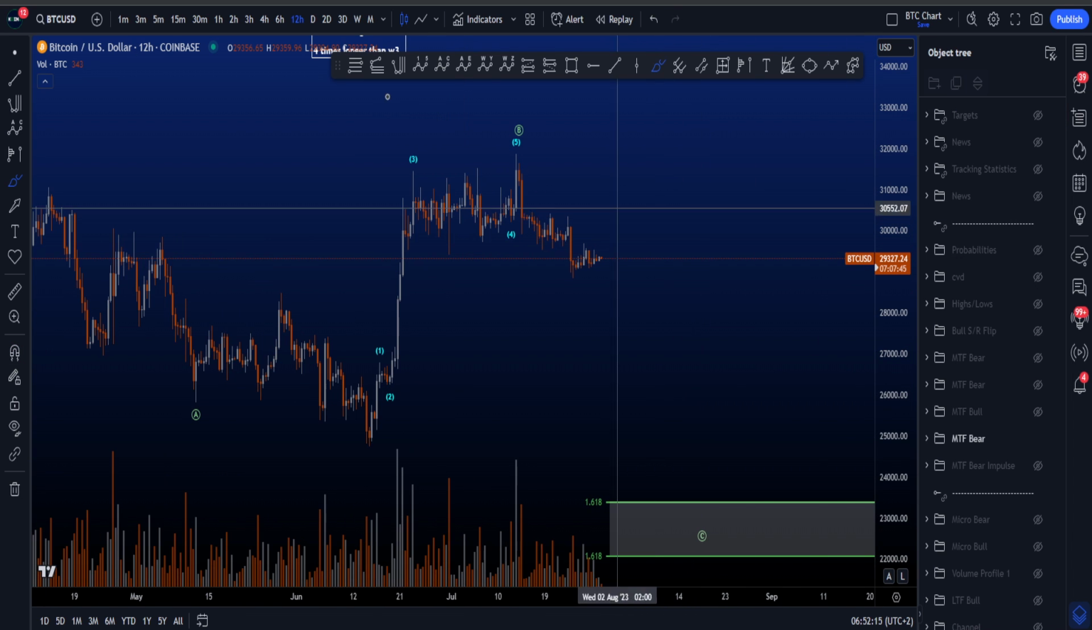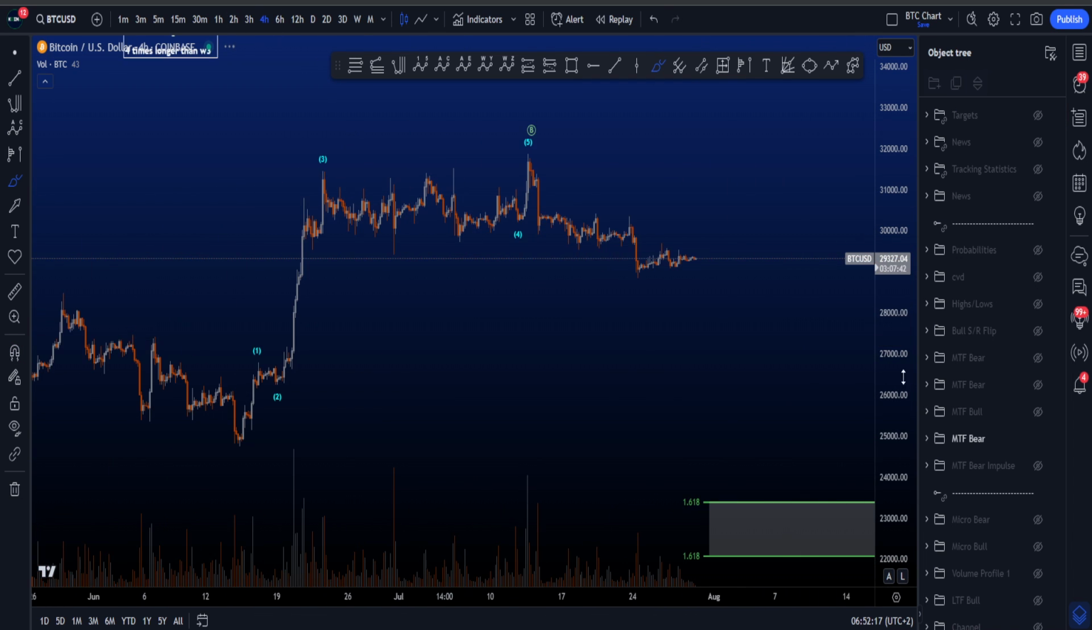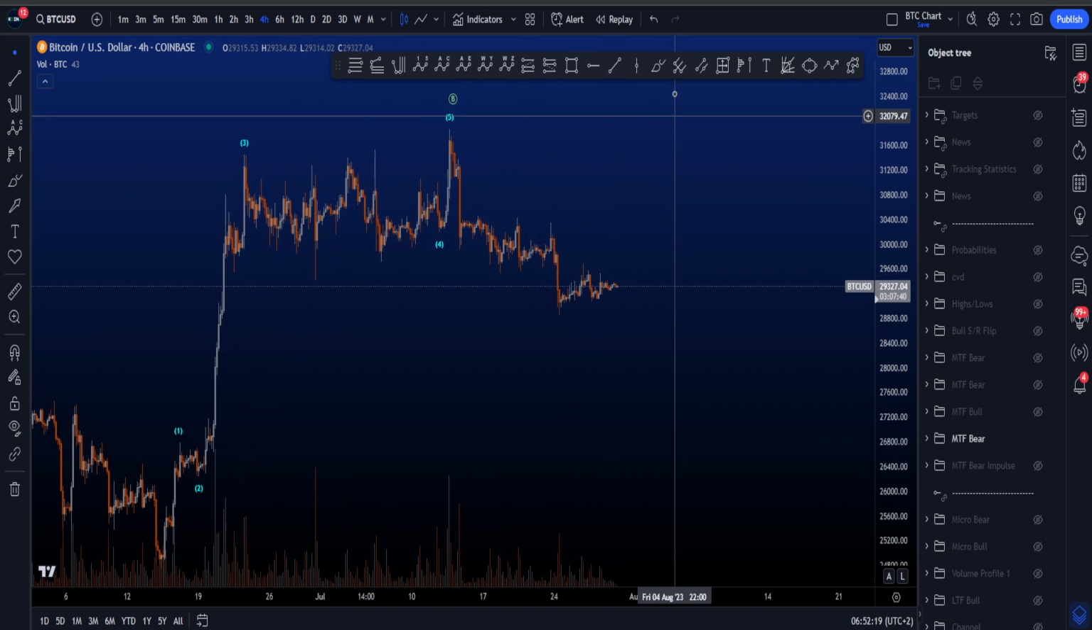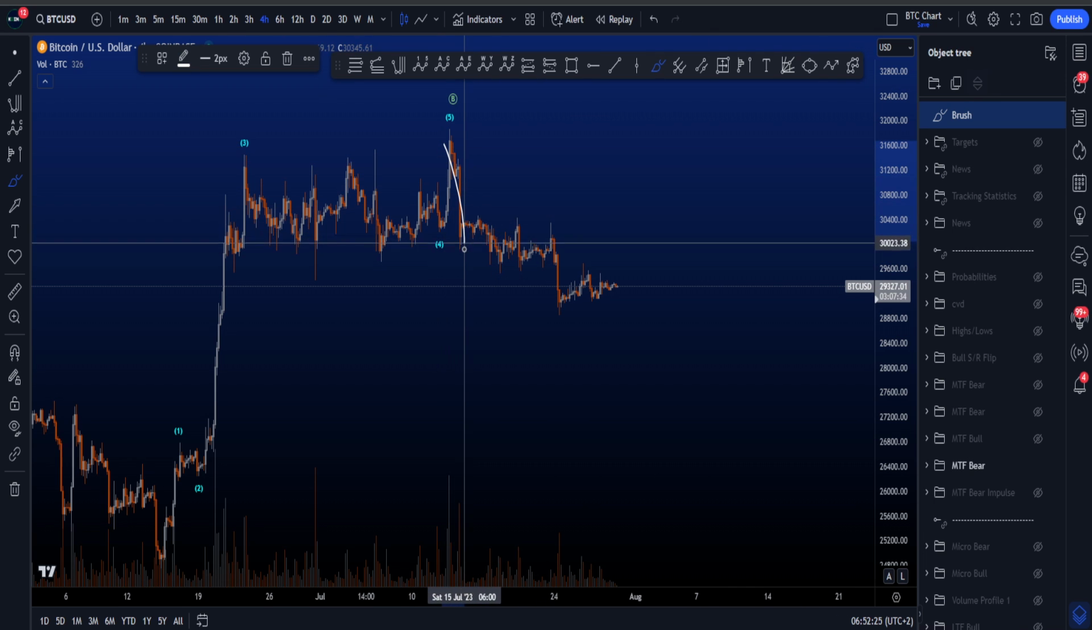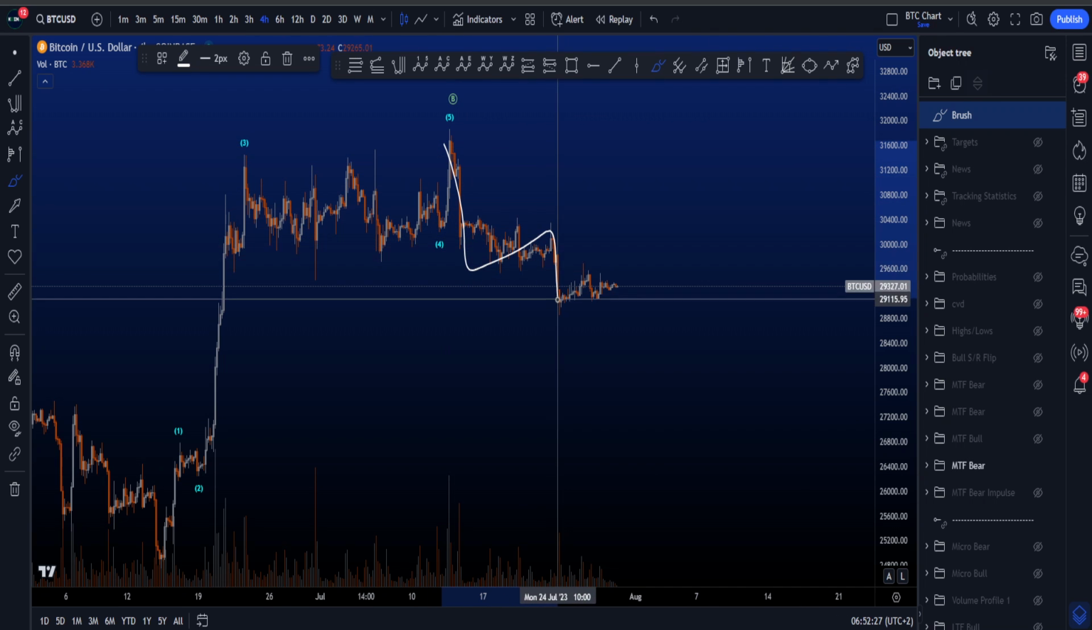Now if we do go to the lower time frames in the micro scenarios, which I also update you with in other videos, then at the moment it doesn't yet look too impulsive to the downside. Could this be a wave 1? Yeah, then a 2 and then a potentially 1-2.